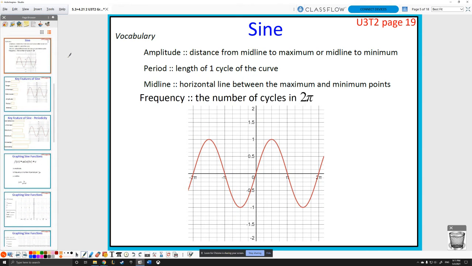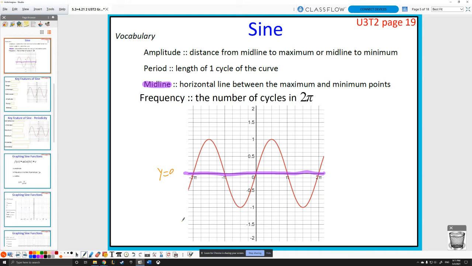A couple vocabulary words that we do want to take a look at. I'm going to actually do the midline first. So the midline is the horizontal line that is between the maximum and the minimum point. So in this case, in my parent function, it's going to be this line right here at y is equal to 0. So this is y equals 0.